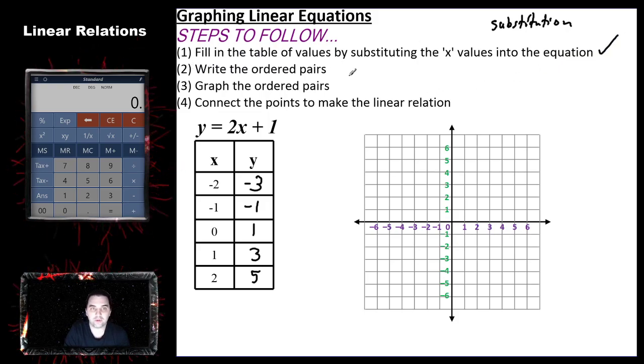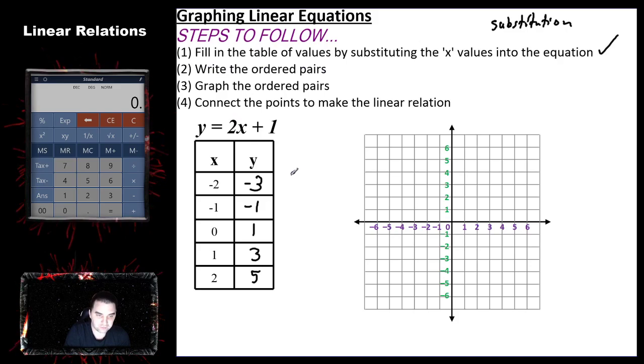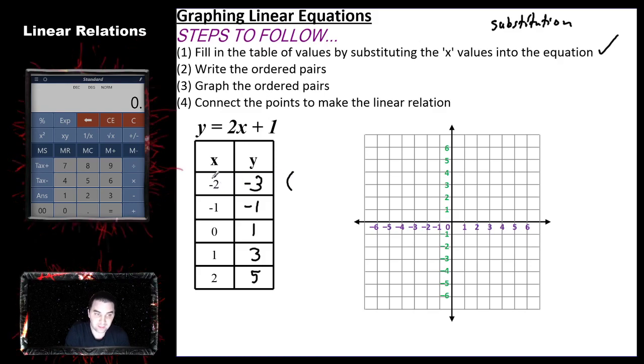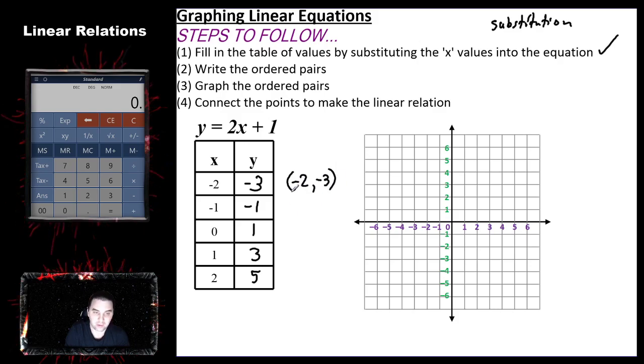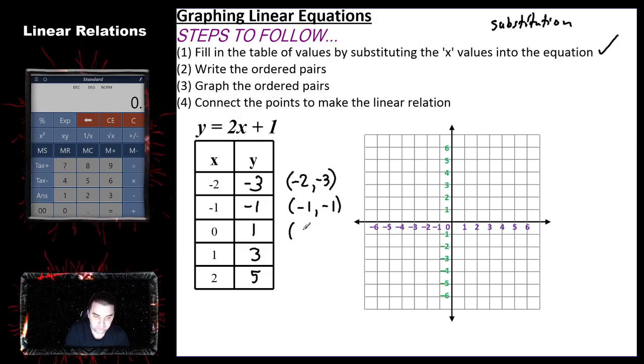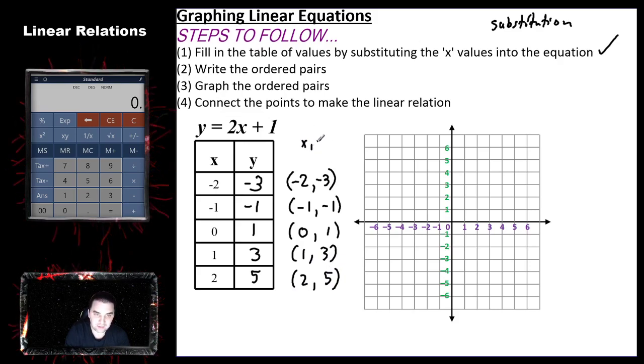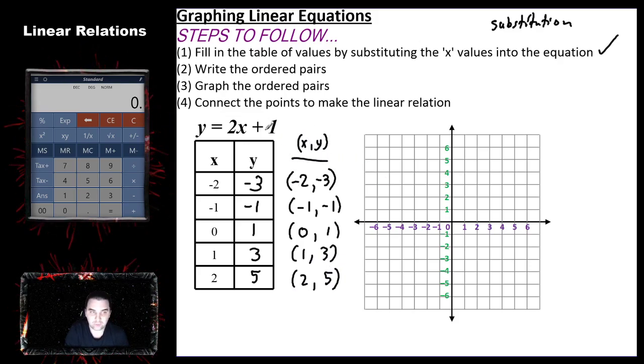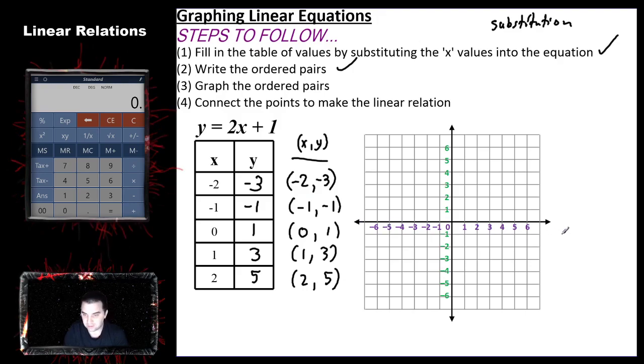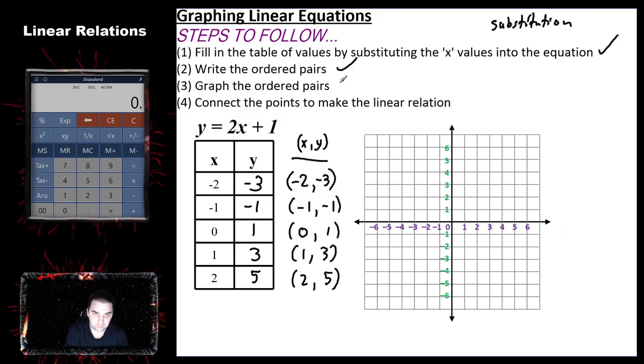Next, write the ordered pairs. Here's what I mean by write the ordered pairs. You're going to create ordered pairs out of these values. So I know that on my line, -2, -3 exists. So I have the point somewhere, -2, -3. I also have the point -1, -1. I have the point 0 and 1, 1 and 3, 2 and 5. Remember, these are all x, y. So when I go to do the next part, graph the ordered pairs, I have to remember that the first number is along the x-axis, and then I find the y-axis value as well.